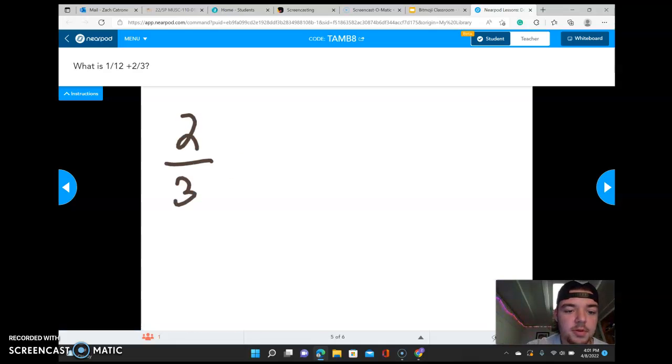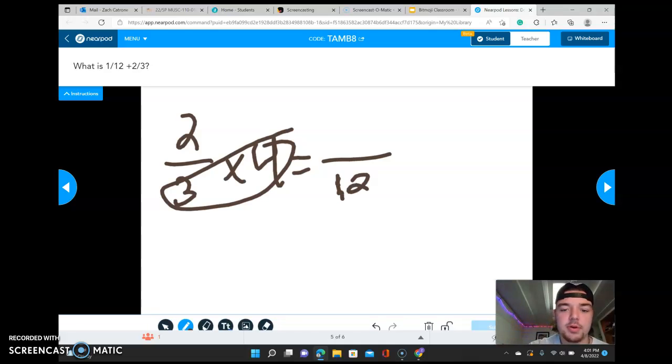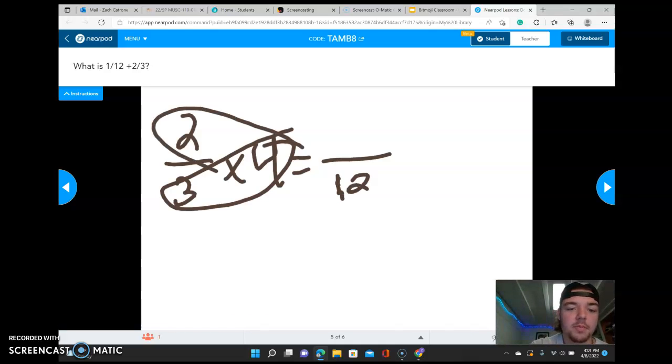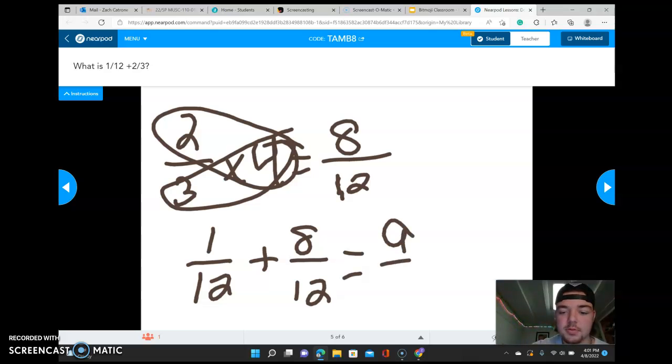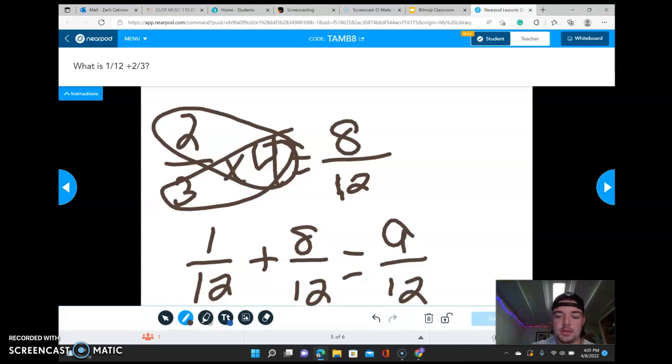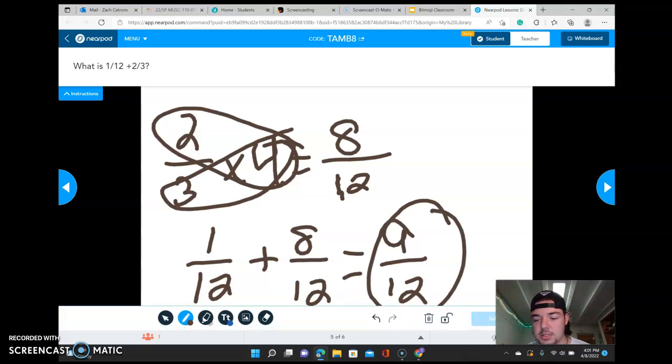2 out of 3 times 4 is going to equal, we first multiply this. 4 times 3 is 12. That's a crappy 12. And then we need to multiply 4 by 2, which is going to give us 8. So at the end, we put it together. 1 over 12 plus 8 over 12, which is much better looking, is equal to 9 out of 12. So this is our final answer. This is what we want. Later we're going to be getting into reducing, but we're not going to worry about that right now.